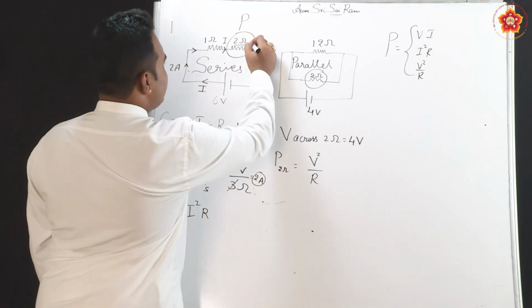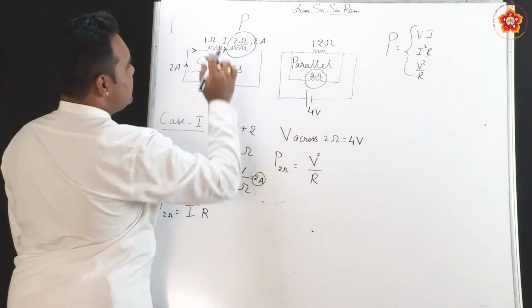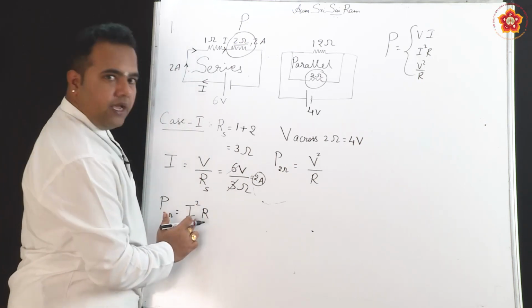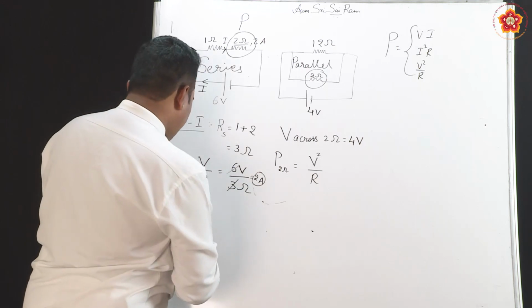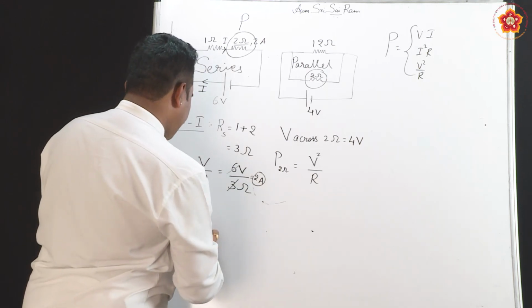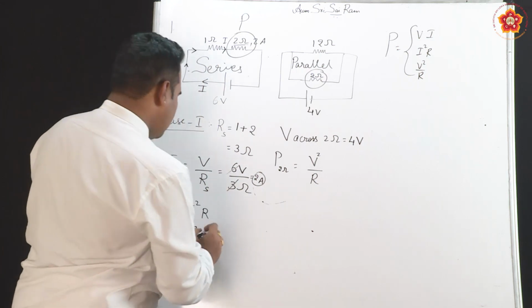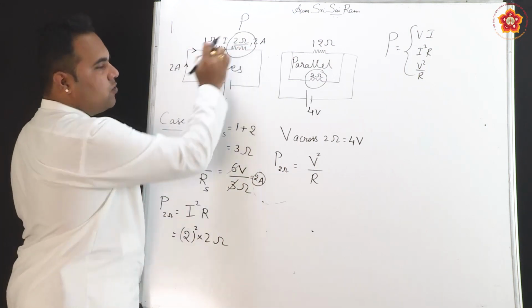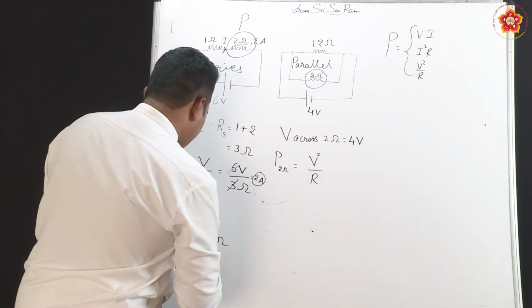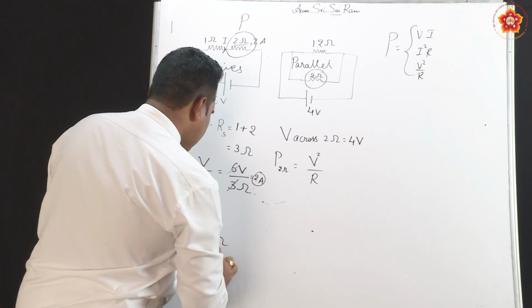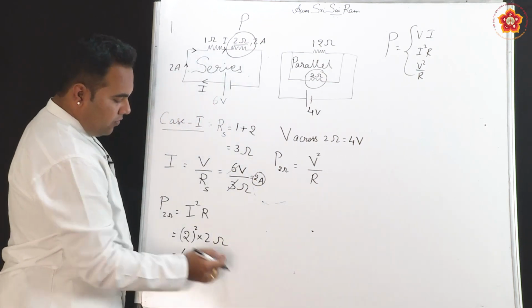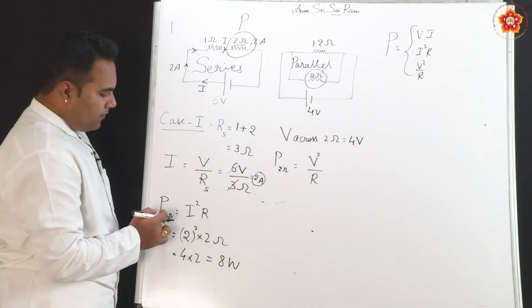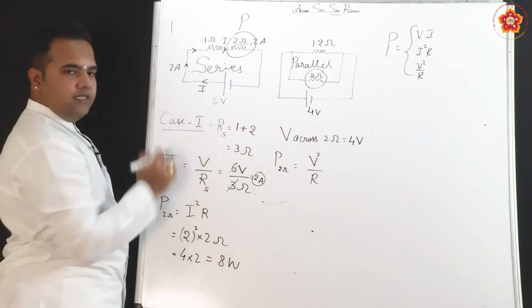I know the current, 2 amperes, and I know the resistance. What will be the power formula in terms of current and resistance? It will be I square into R. So, I square, that is 2 amperes whole square, into resistance, 2 ohms, since they are asking us to calculate the power used by the 2 ohm resistor. So it will be 4 into 2, equal to 8. The SI unit of power is watt. So, 8 watts is the total power consumed by the 2 ohm resistor when connected in series.